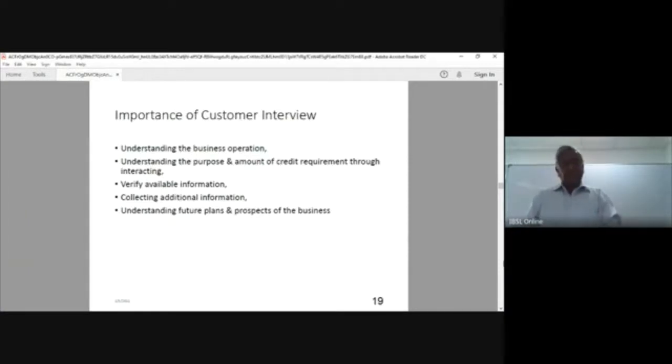Generally, after finalizing the evaluation of the other available information, you will call the customer for the interview. You must give the customer the date and the time for the interview. When he comes, depending on the customer, if it is a director of a big company or big business, you can go and invite him.